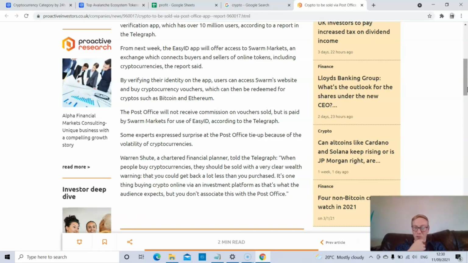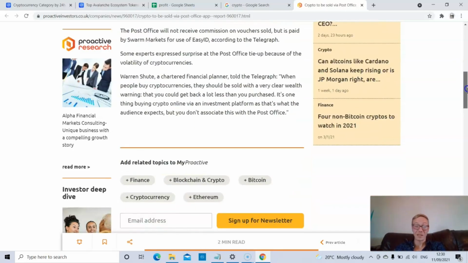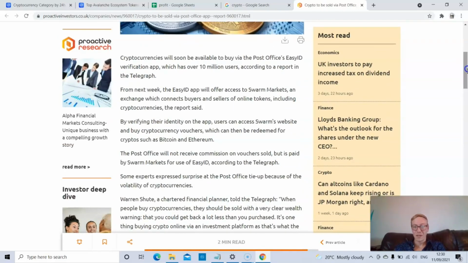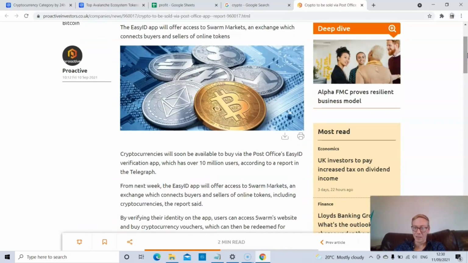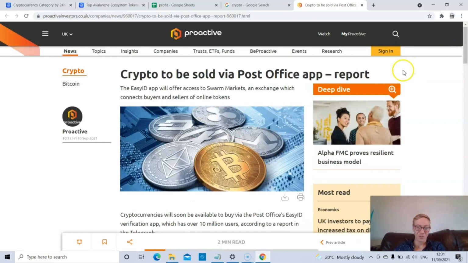Chartered financial planner Warren Shute said when people buy cryptocurrencies, they should be sold with a very clear wealth warning that you could get back a lot less than you purchased. It's one thing buying crypto online via an investment platform, as that's what the audience expects, but you don't associate this with the Post Office. Yes, of course, and you have to give a financial warning because, of course, you can lose money. But you can also do that on stocks. You can also do that on assets. Of course, you can lose money, but it's an unnecessary end to the thing.